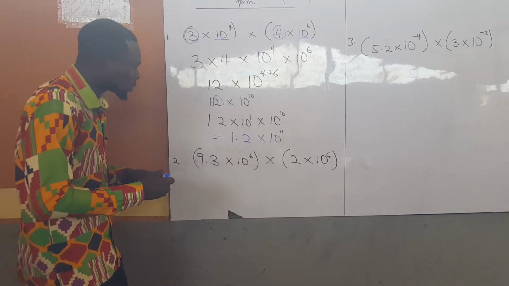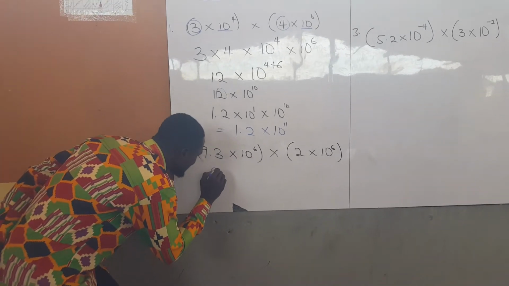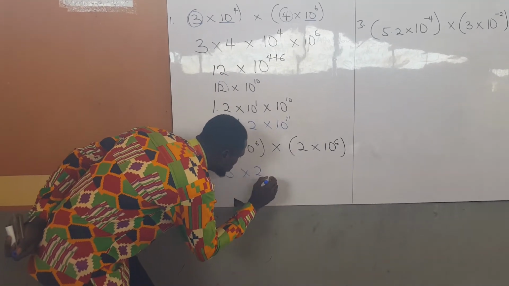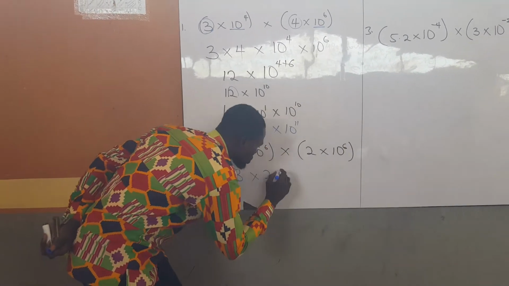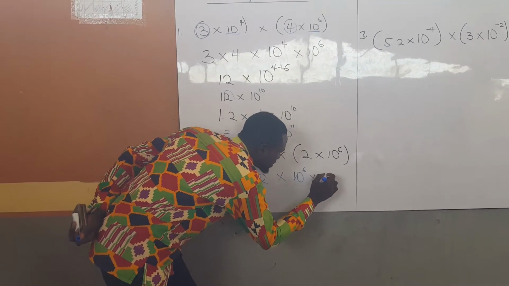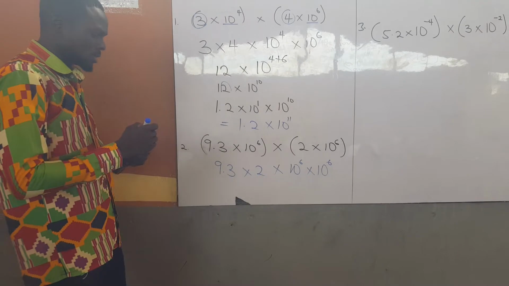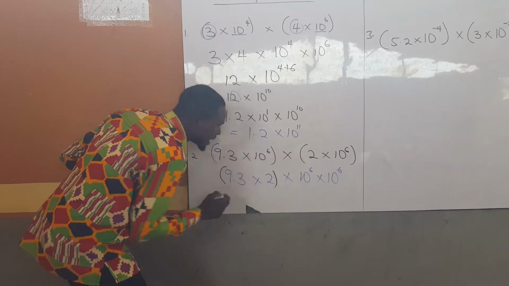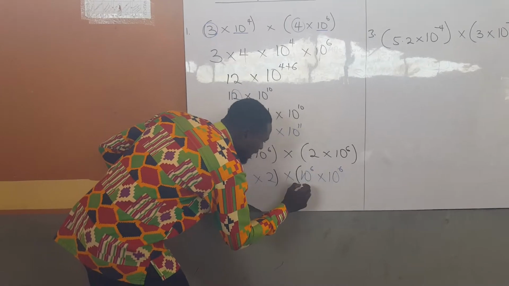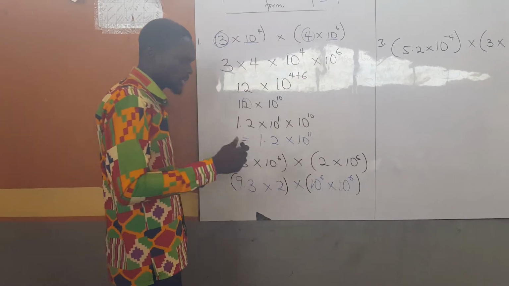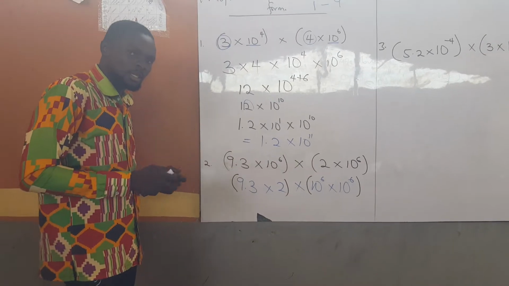So to group this one, we are going to have 9.3 times 2. Then we group the powers also at the other side: 10 raised to the power 6 times 10 raised to the power 6. Then you multiply the number by the number. Then here we multiply the power by the power, or we multiply the powers of numbers.